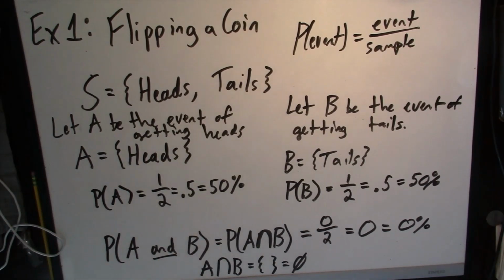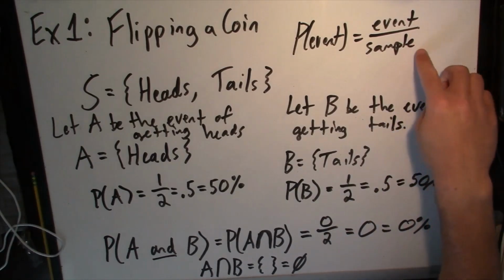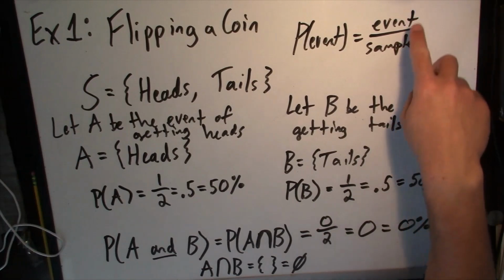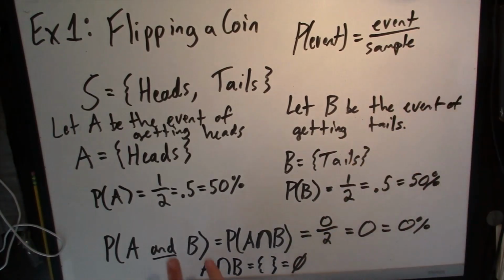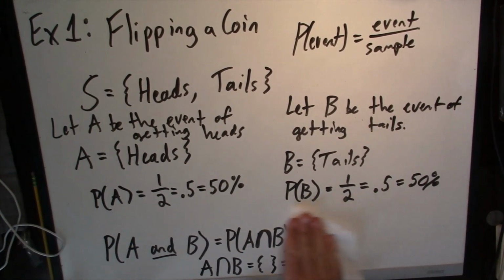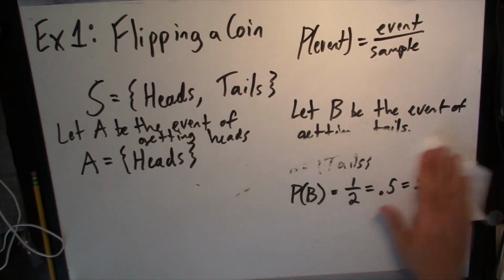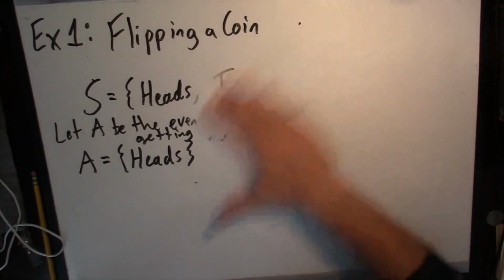So you can take another screenshot so you can get this bottom part, but this is the first example of flipping a coin. So probability is the event over the sample. It's your desired outcomes over the total outcomes. And we can still use the same things that we talked about with unions of sets and intersections of sets, and we could also use complements. Okay, I'm going to go to the next example.